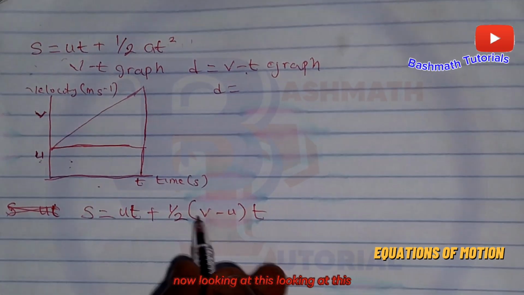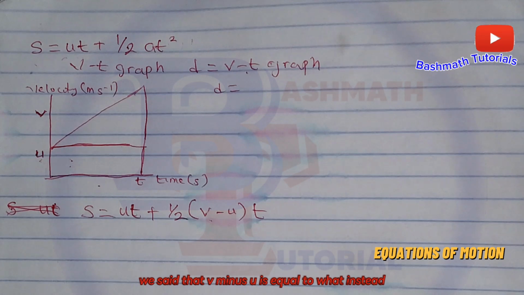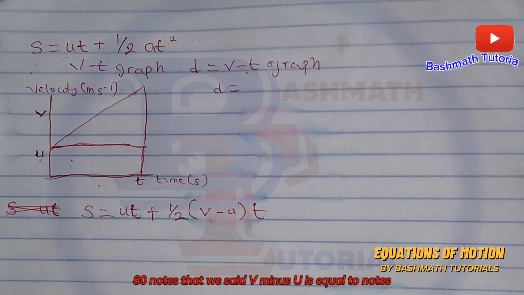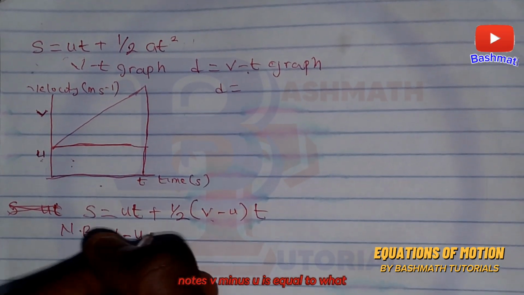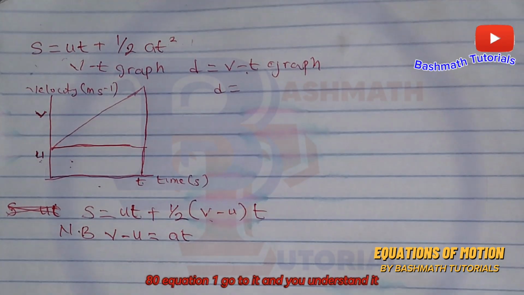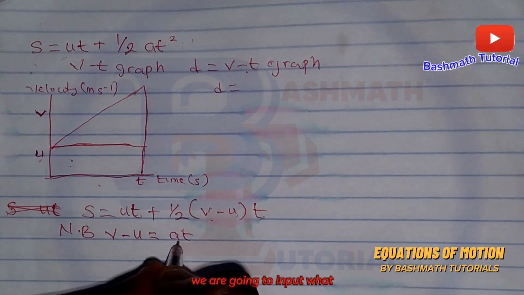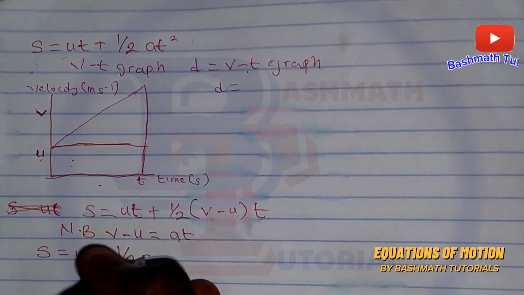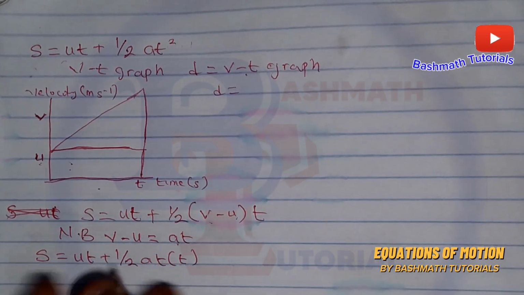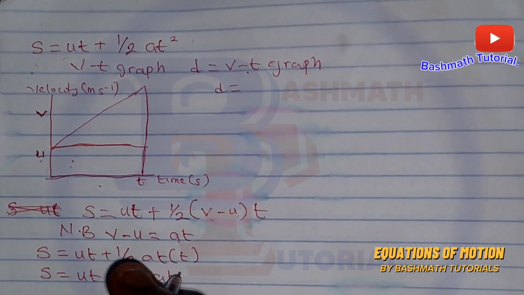Now looking at this, note something: in the previous equation that we solved, we said that v minus u is equal to at. Equation 1, go through it and you will understand it. Since v minus u is equal to at, anywhere we see v minus u, we are going to input at. Therefore our s is equal to ut plus half at times t, which we solve to become s equals ut plus half at squared.